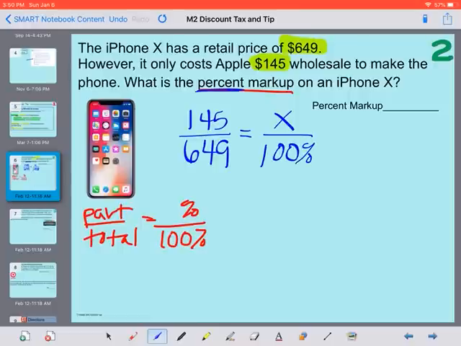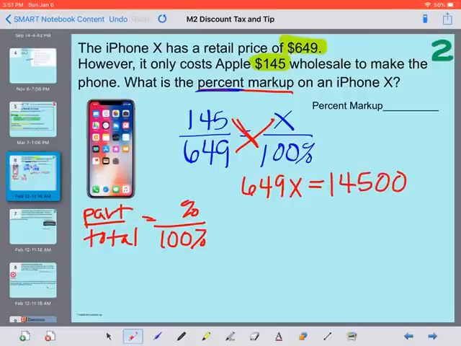If we know how much Apple has to pay for the phone, then we can figure out, well, how much are they marking it up to $649. So we're going to cross multiply. 649 times x is 649x. 145 times 100. We're just putting 2 zeros on the end. We're moving the decimal 2 times. And then last, to solve this, the opposite of multiplying is dividing. We're dividing by that whole number, 649.